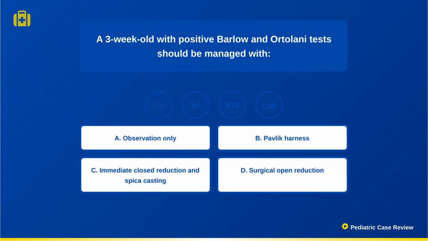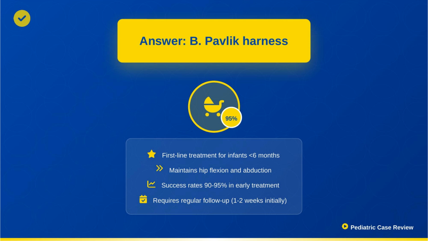A 3-week-old with positive Barlow and Ortolani tests should be managed with which of the following? A. Observation only. B. Pavlik harness. C. Immediate closed reduction and spica casting. D. Surgical open reduction. The correct answer is B.